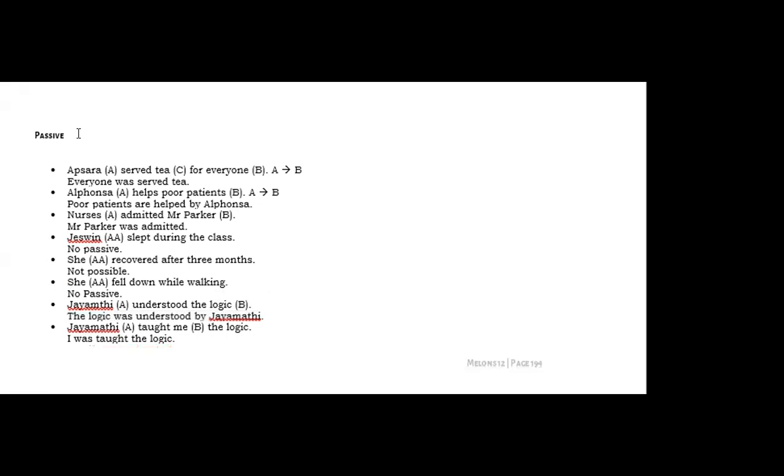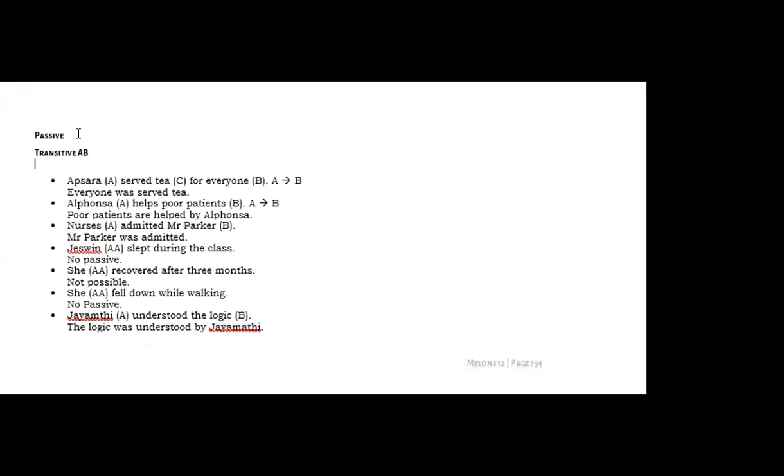So there are two kinds of sentences. One of them is known as transitive sentences. Transitive sentences mean A to B. Intransitive sentences are A to A. That means it doesn't go outside somebody. For example, she fell down. We cannot write "she was fallen down."